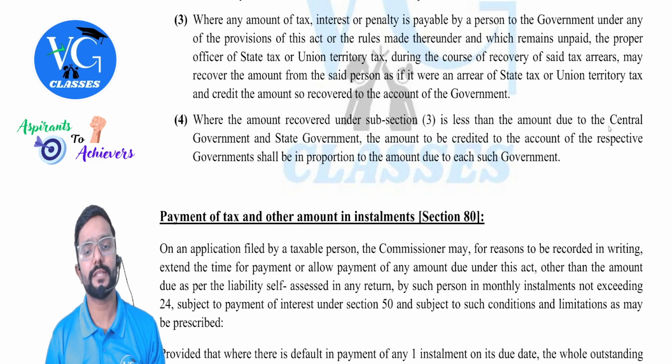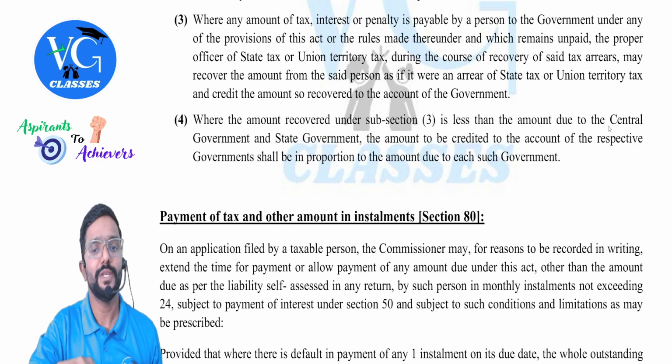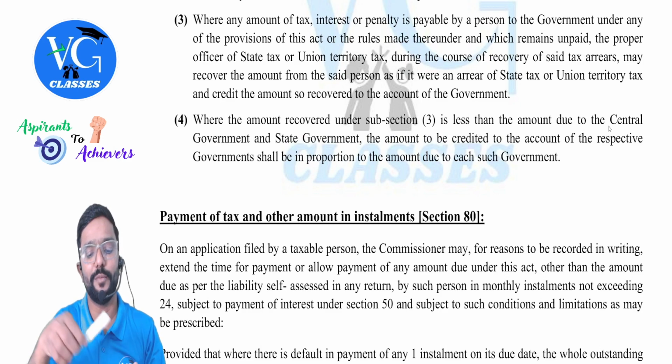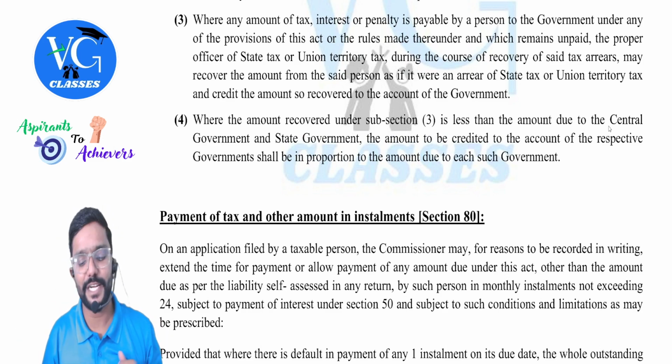Where the amount recovered under subsection 3 is less than the amount due to the central government and state government, the amount to be credited to the account of respective government shall be in proportion to the amount due to each such government. Simple. See, sharing they're talking about.